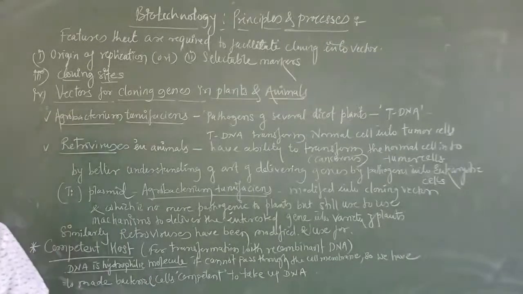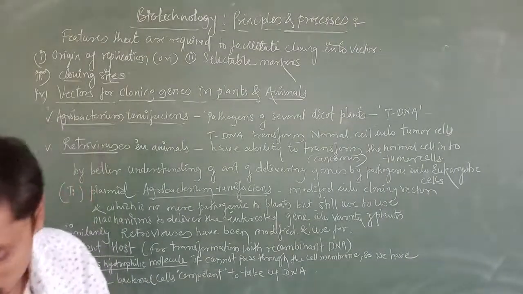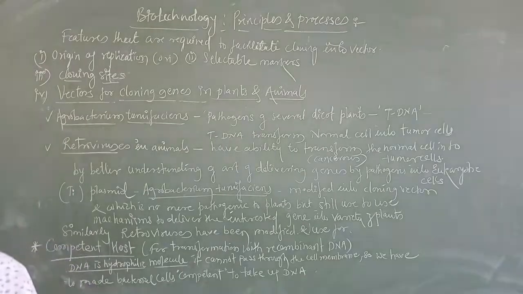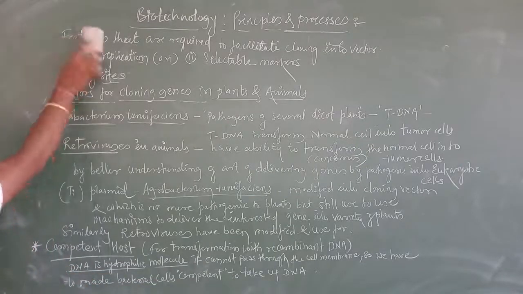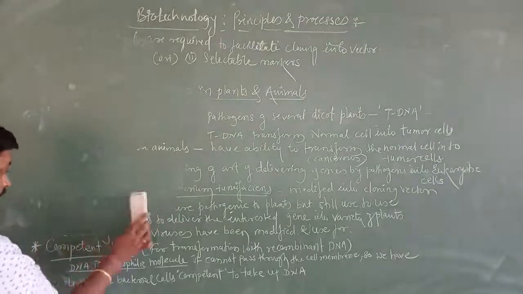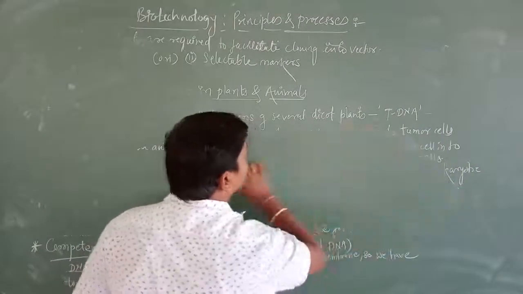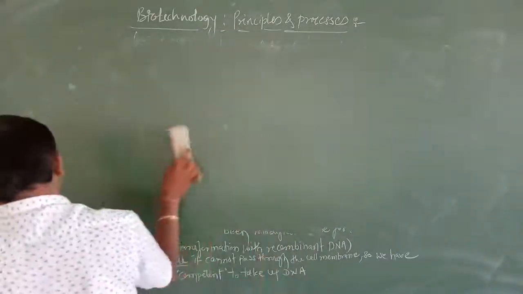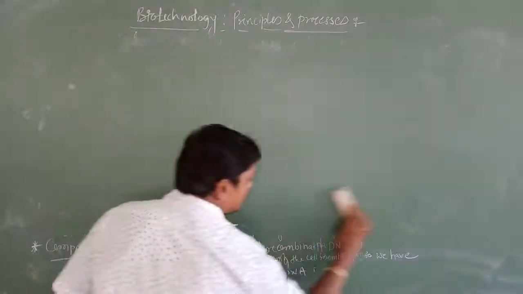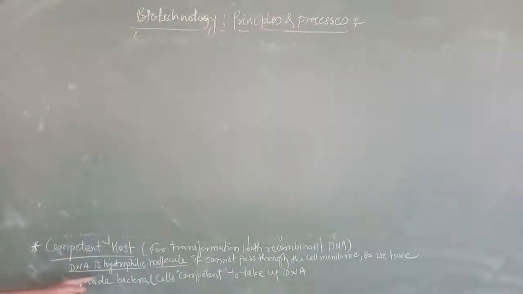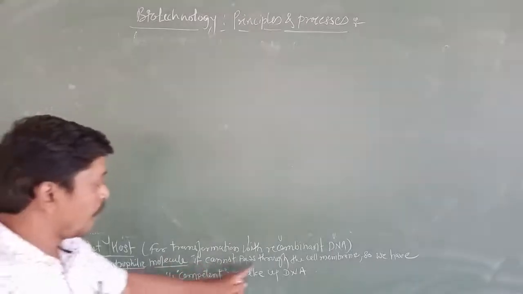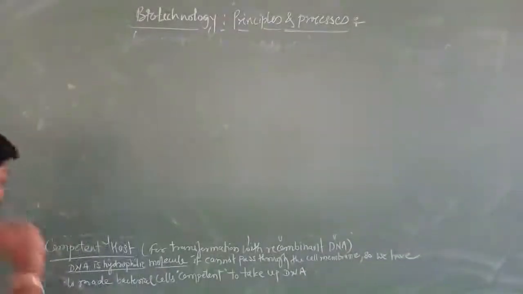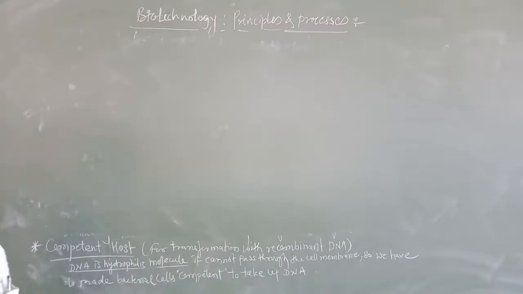And now what are these techniques? There are 3 to 4 techniques which are helpful to make bacterial cells competent to take up the DNA. We are now going to discuss how we are going to introduce the rDNA into the host cell. I told you the DNA is a hydrophilic molecule, so it cannot pass through the cell membrane. So we have to make the bacterial cell competent to take up the DNA.